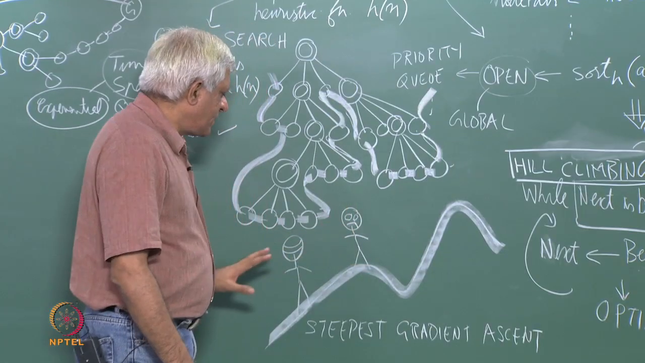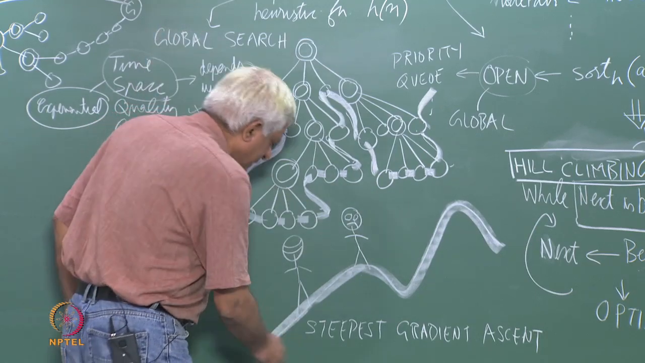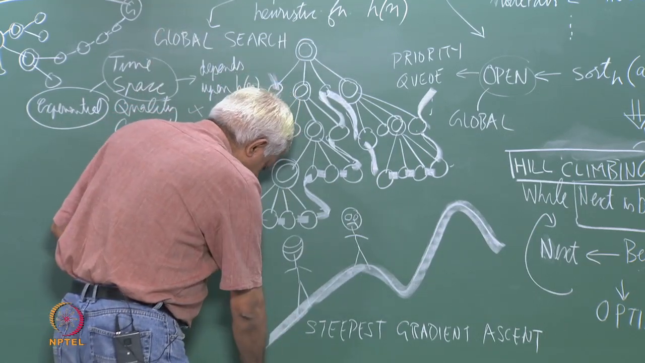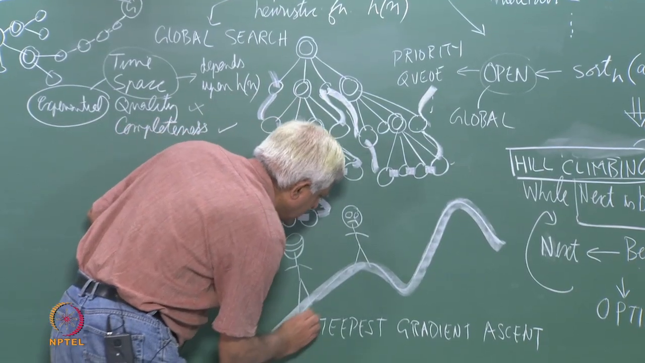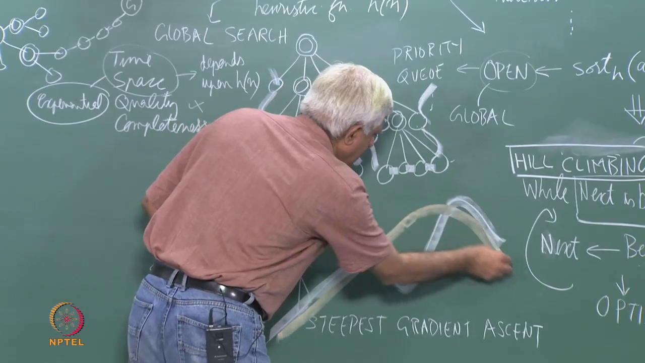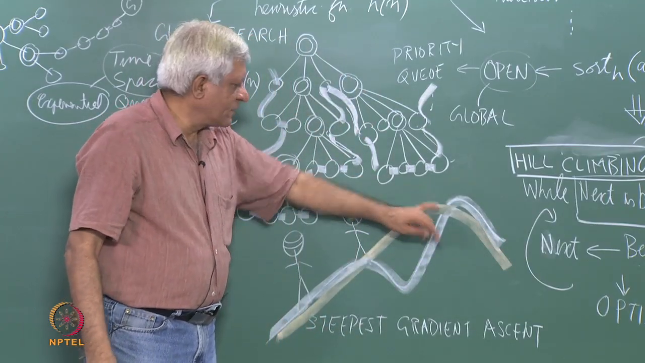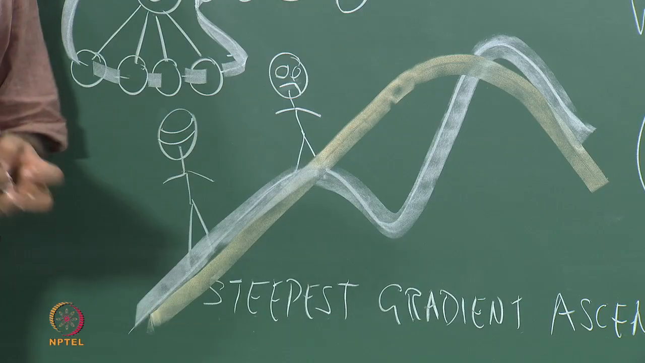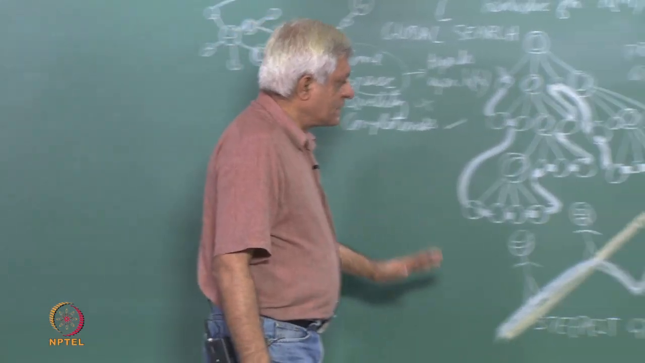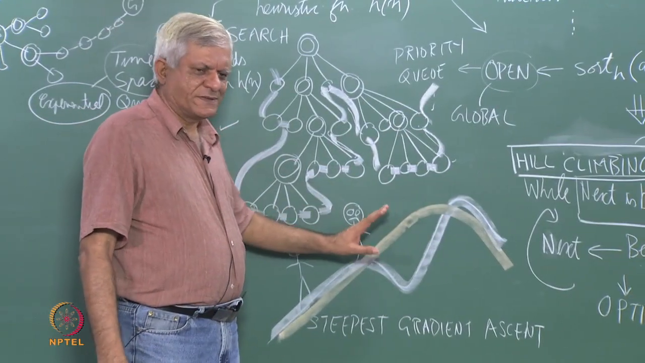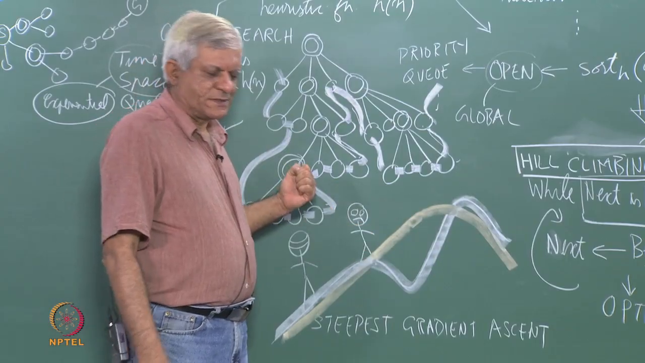Now, if the surface of the space that you were searching were to be smooth, so for example, if the search surface were like this, then you can see that this algorithm would take you to the global maxima. So, it really depends on the nature of the problem. If the heuristic function defines a smooth and monotonic surface, then hill climbing will work, otherwise it will get stuck on a local maxima.